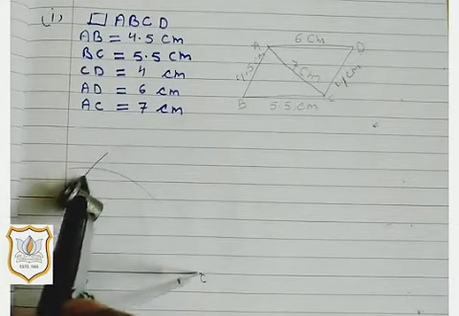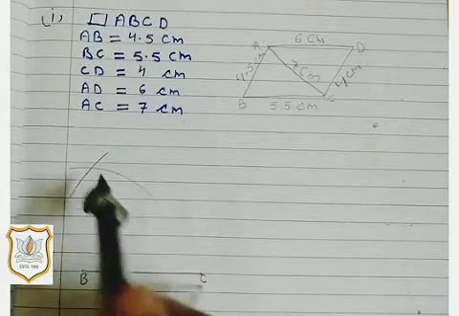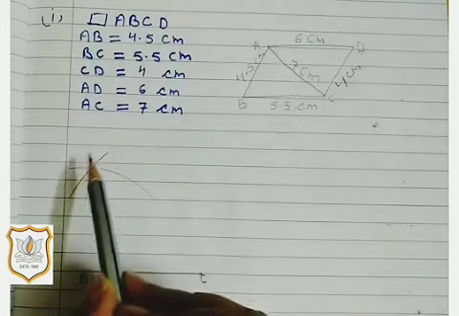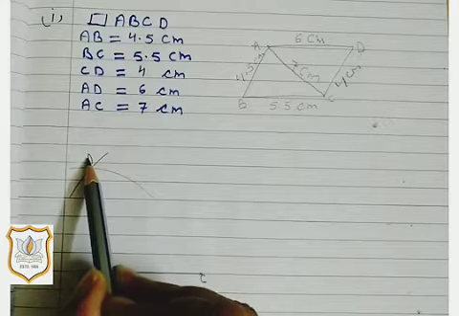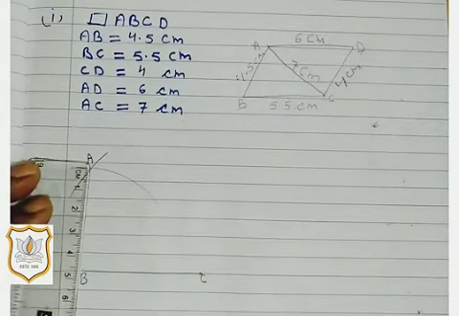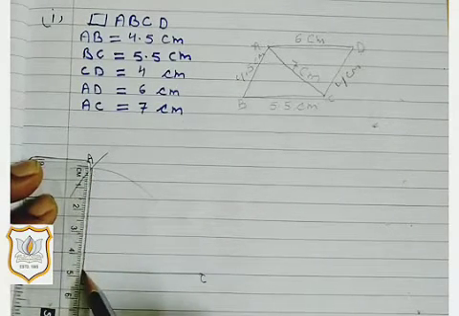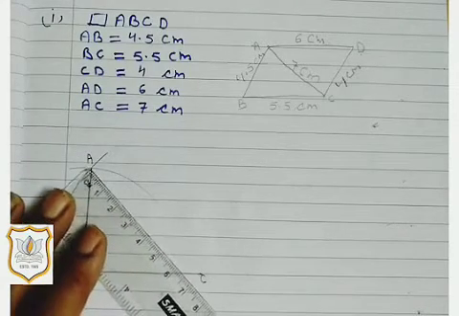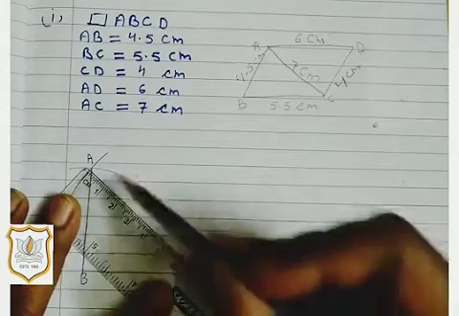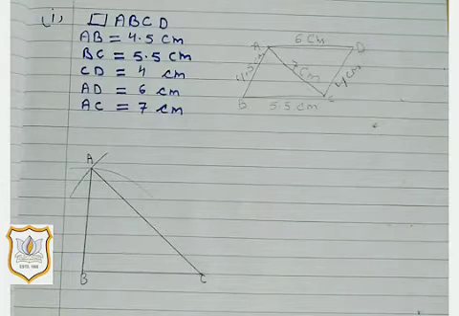Now we will draw an arc with center C. So this is the arc and this arc intersects the previous arc at point A. So we write A here. This is A. Now we will join point A and B. This is AB and when we join point A and C, this is AC. Clear, students?